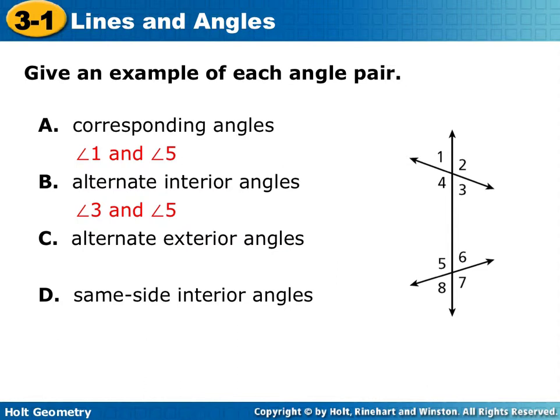Okay, letter C, number C, whatever. Alternate exterior angles. Kelsey? 1 and 7, or 2 and 8 would be the other pair. And then same side interior angles would be what? Morgan. 4 and 5, yes, or 3 and 6. Any perfect scores? Get them all right?